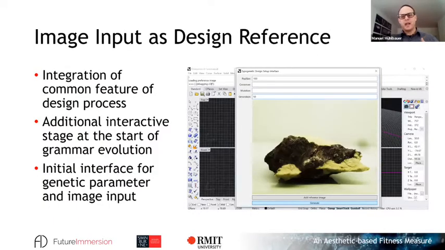The designer can introduce the initial image input along with the genetic parameters in a first interface during the process, so that it is clear that the designer wants this direction throughout the search. This additional interactive stage at the start of grammar evolution extended a kind of interactive approach common in grammar evolution.